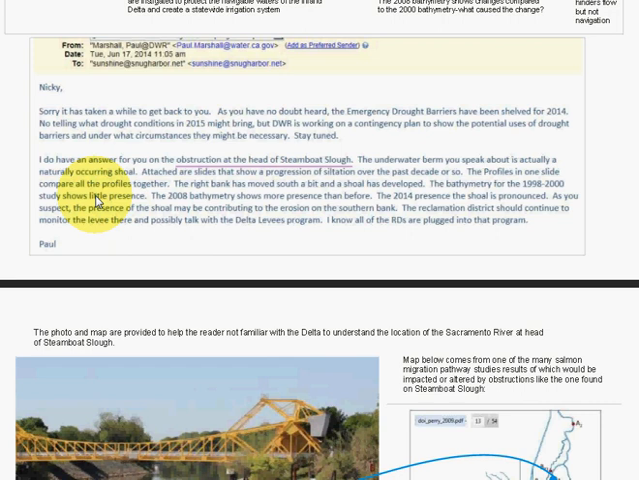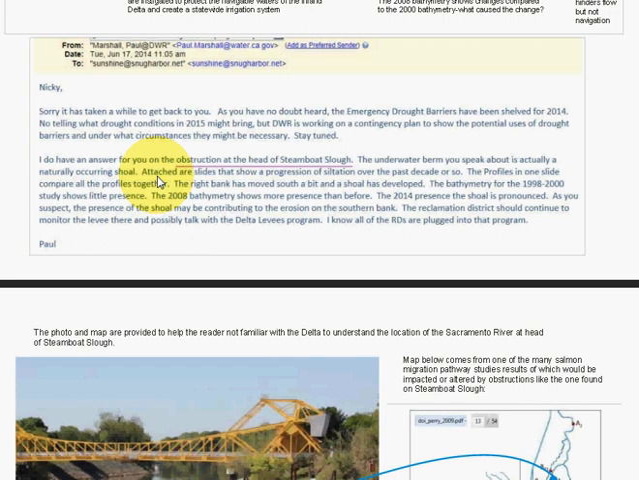Hundreds of people from the Delta remember the meeting we had in Walnut Grove. Interesting that they never admitted that there was already an obstruction along Steamboat Slough that was affecting water flow. He says he has an answer. This is from Mr. Marshall, I'll just read it. I do have an answer for you on the obstruction at the head of Steamboat Slough. The underwater berm you speak about is actually a naturally occurring shoal.